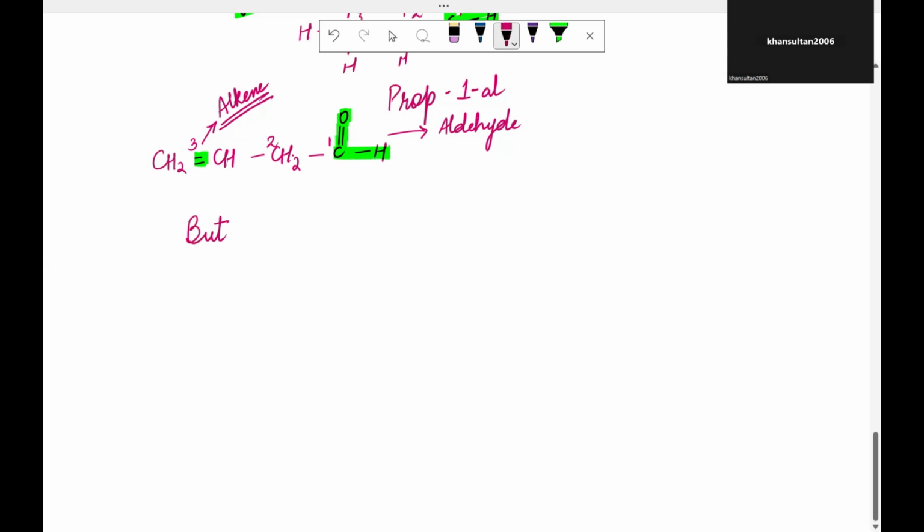And where does this double bond lie? At the third position. But-3-en. And where does this aldehyde lie? At 1. So it would be but-3-en-1-al.